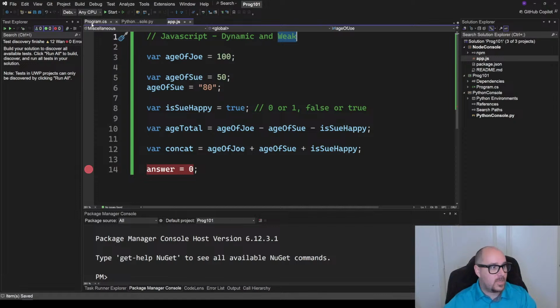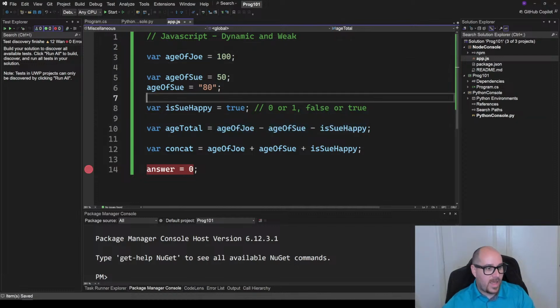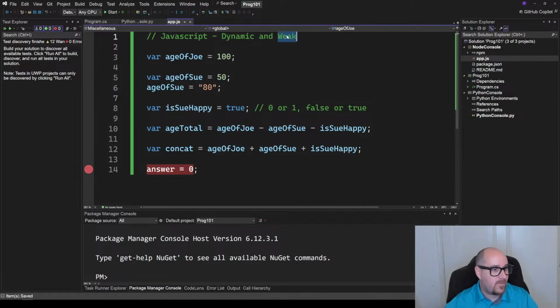Then there's weakly typed versus strong typed. What that means is the way that it's executing the code, the way that it converts between the different types. So if you have a weak typed programming language like JavaScript, then what you're going to see is something like this. This is a little bit of an equation here that says age of Joe, which is definitely going to be 100. We only assign it up here to 100, minus the age of Sue, which is a string called 80. And you can't really subtract a string. Like if I say, ha ha, ha ha, what's 100 minus ha ha ha?